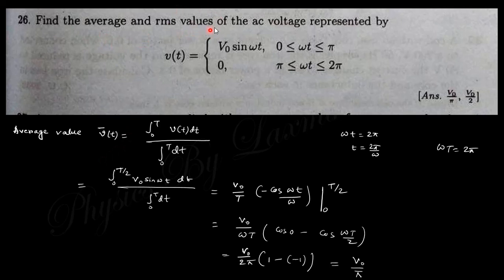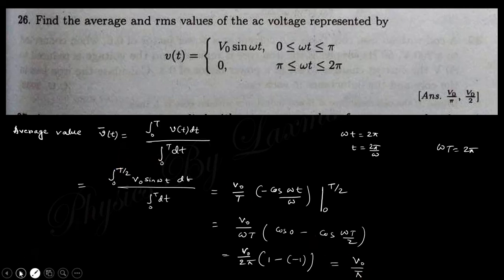Find the average and RMS value of the AC voltage represented by this. The average value is nothing but the integral from 0 to T of V dt divided by the integral from 0 to T of dt. So this gives the value. Just take this integration from 0 to pi, which in terms of time is 0 to T by 2, where T is the total time period. Taking this integration, you will get this answer, V0 by pi.